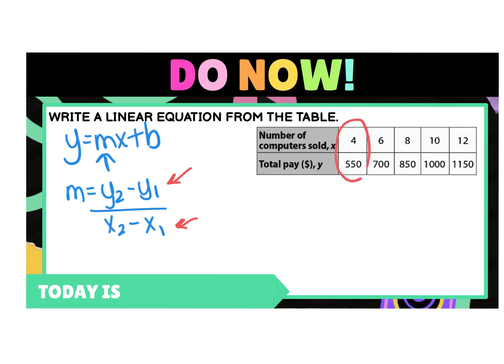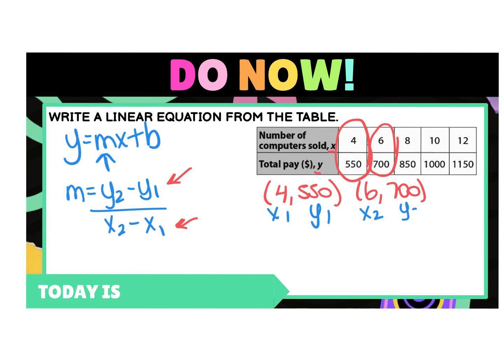So I'm just going to pick these 2 points. It is a vertical table, so 4 is our x and 550 is our y. And then 6 is our x and 700 is our y. So I'm going to write them out. 4 comma 550 and 6 comma 700. I'm not skipping any steps because I don't want to mess anything up. It's been a while. So then I'm going to label x1, y1, x2, and y2. And then we use our formula.